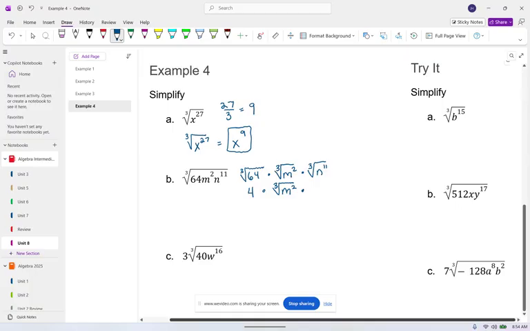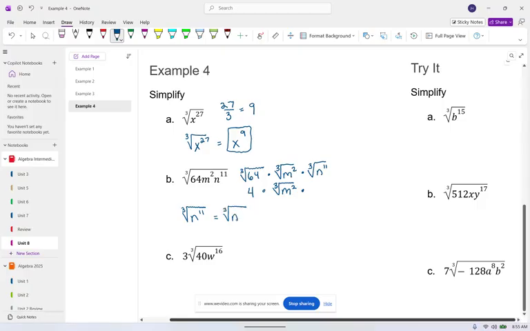Now, n to the 11th is bigger than 3. And so 11 divided by 3 is not a whole number. So we need to find the largest multiple of 3 that is not greater than 11. So as I'm going up my multiples of 3, I have 3, 6, 9, 12. 12 is too big. So we're going to use 9.